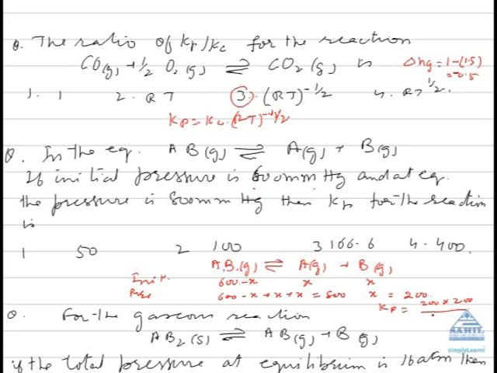Which is 600 minus 200, that is to say 400. So the answer will come out to be 100. The choice will be second.